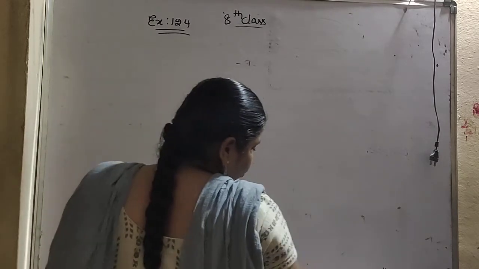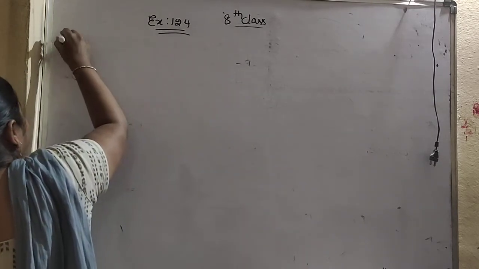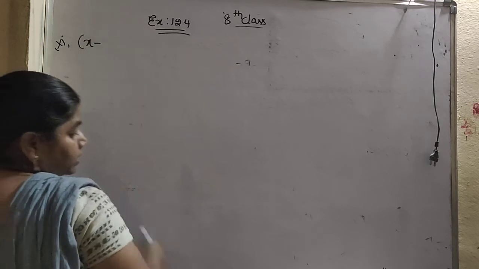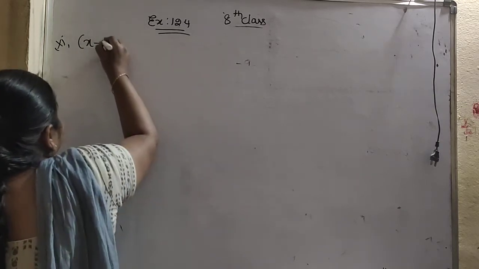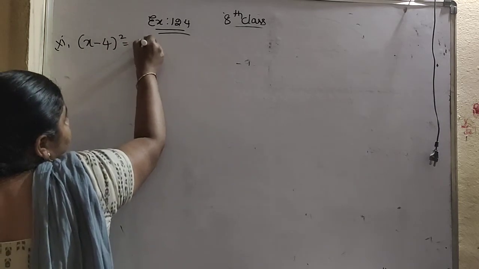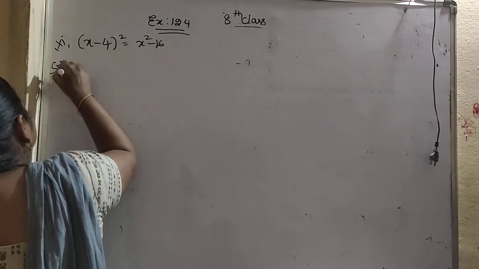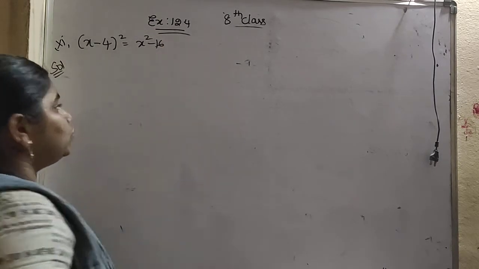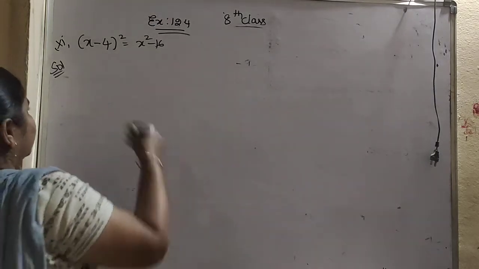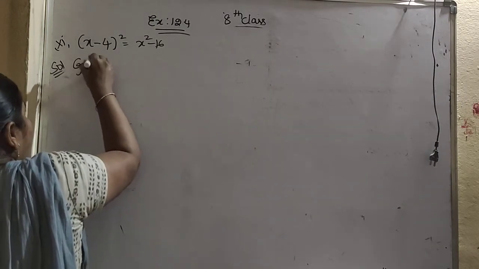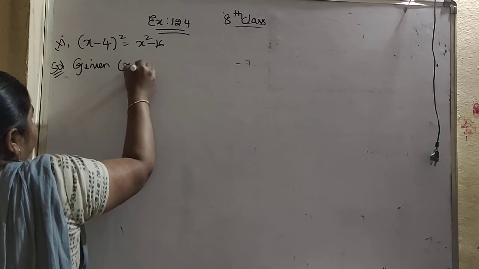So 11th question. (x − 4)² is equal to x² − 16, it seems. So if you solve this, that will be equal to x² − 16, it seems. So it is having an error. Why am I telling it is having an error?